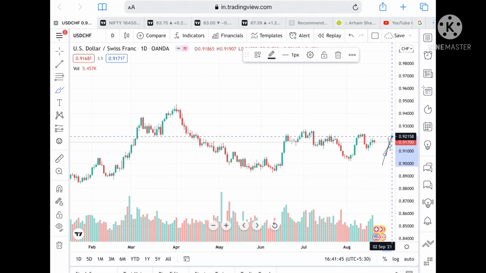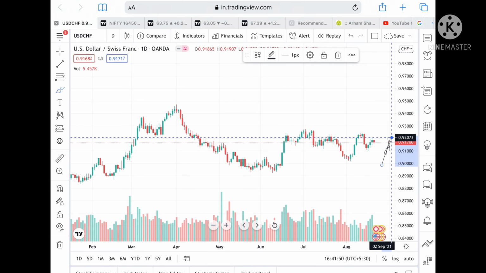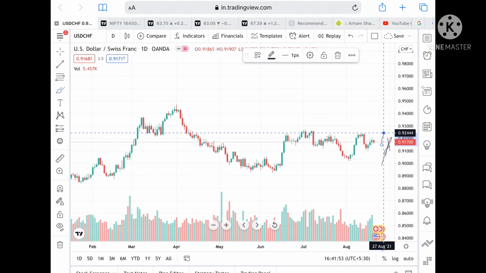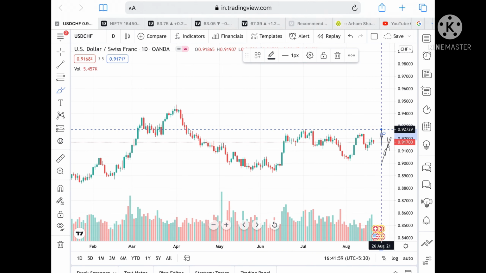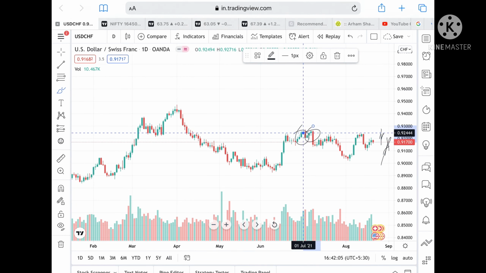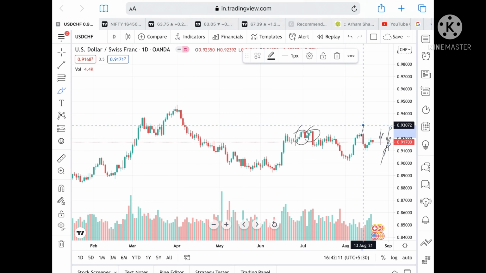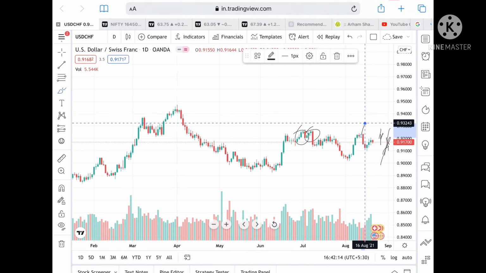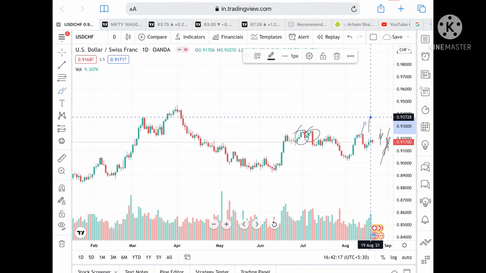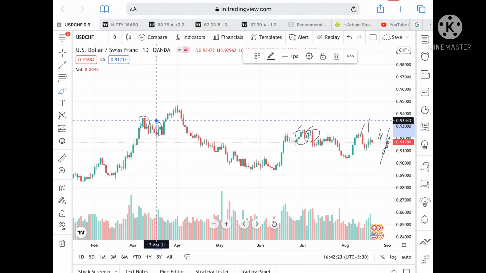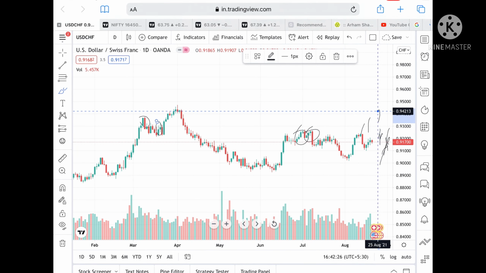So what you have to understand here, suppose if it sustains this level, then chances will be high that it can touch a level of 0.92073, and if it goes above that level, then we can see it can touch a level of 0.92415. And then we can see a level of 0.92729, and this level is already tested twice, so chances will be high that it can touch a level of 0.92815, and from there we can see a level of 0.93243, and if this level sustains, then we can see a level of 0.93728.